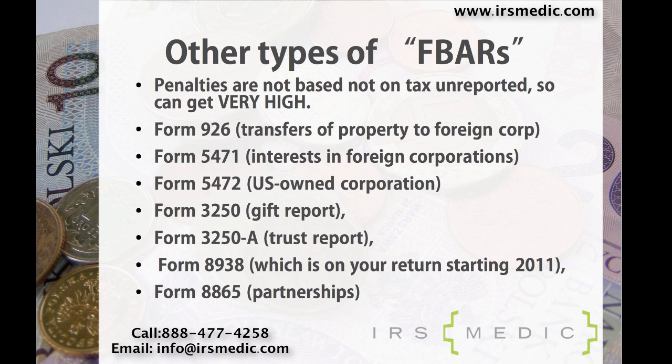So the other types of forms, these aren't FBARs, but I'm just trying to say these are the other types of forms out there where the penalties are not based on the tax unreported, but rather on something else. So the penalties could get very high, and we have a few different forms. Form 926, that's for transfers of property to a foreign corporation. Form 5471, interest in foreign corporations. That's if you're a shareholder in a foreign corporation or have some sort of interest. Form 5472, that's if you have a U.S.-owned corporation overseas. Form 3520, gift report. Form 3520-A, that's your trust report.